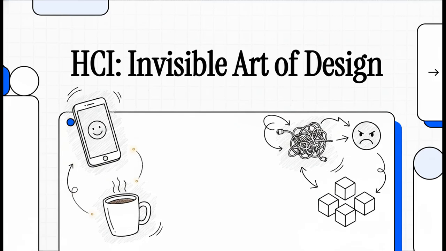Welcome to This Explainer. Have you ever just stopped and wondered why some objects are an absolute joy to use, while others make you want to literally pull your hair out? Well, today, we're going to demystify the invisible rules that govern our everyday interactions with both digital technology and the physical world. It's kind of like an invisible art form, and honestly, once you see it, you will never look at your everyday objects the exact same way again.